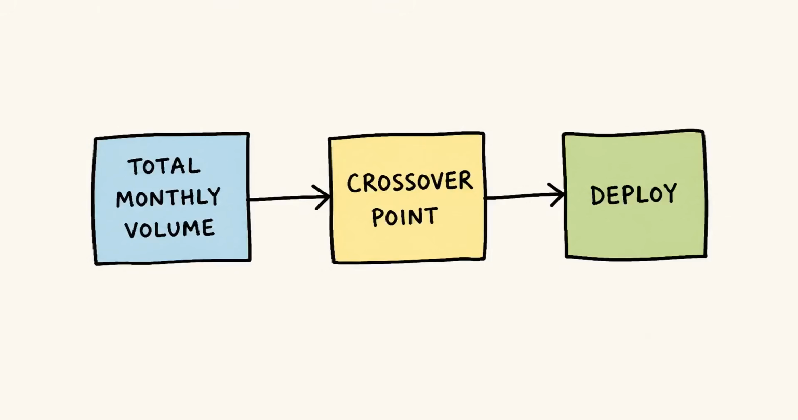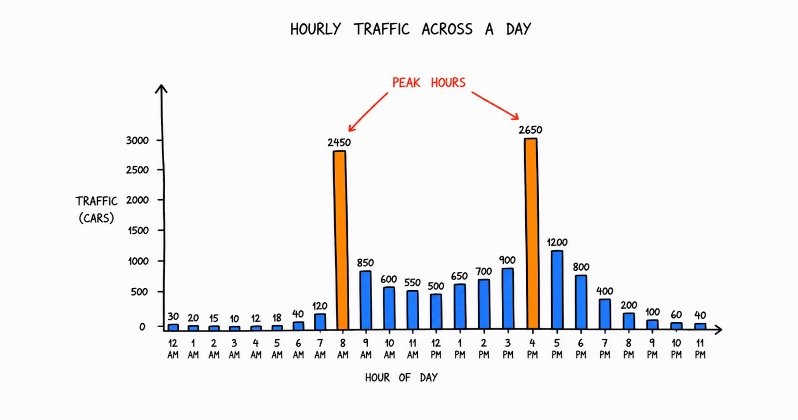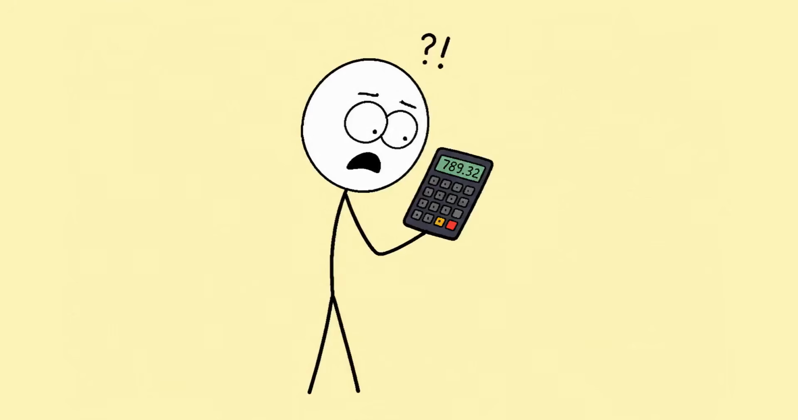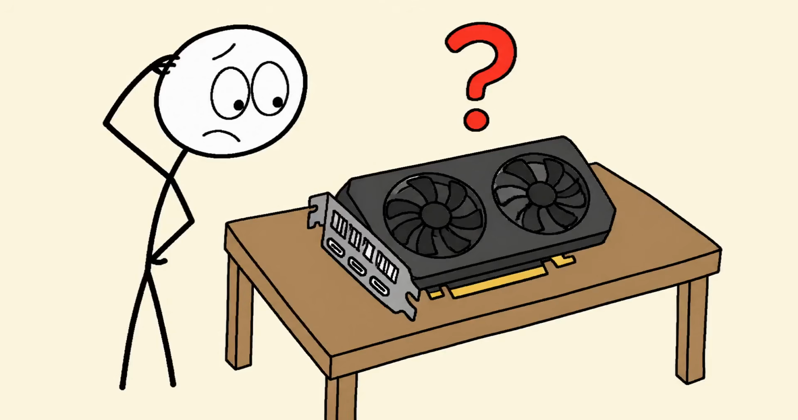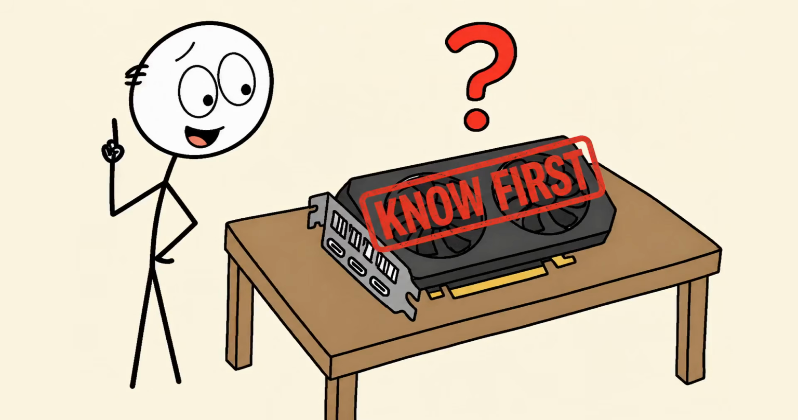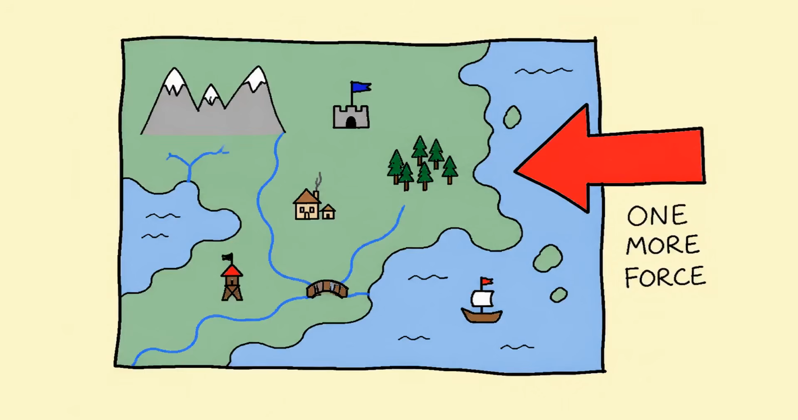So a builder who calculates their crossover point off total monthly volume, then deploys, then watches their actual traffic concentrate into a few peak hours, they kind of discover they were never really at crossover at all. Bursty favors cloud, steady favors local. Know which one you actually are before you go buy a card. Okay, so that's the operational reality.